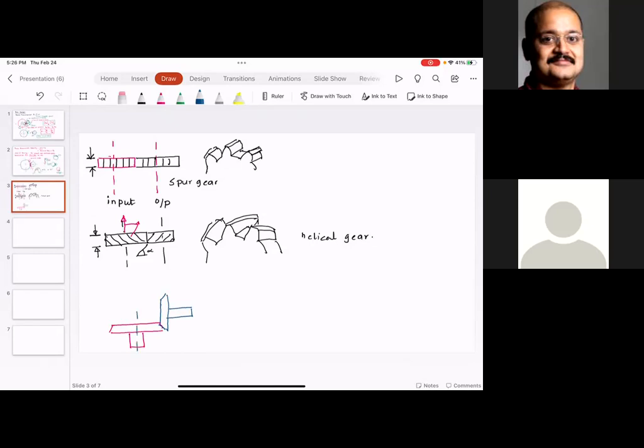So basically, these two shafts and bevel gear, if they are of the same size and they are perpendicular to each other, then it is called a miter gear, M-I-T-E-R, miter gear. So this is called the bevel gear. And they don't have to be perpendicular. They can be at some other angle as well. So you have the bevel gear.